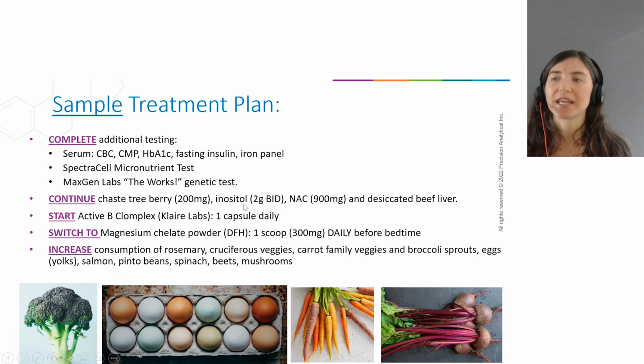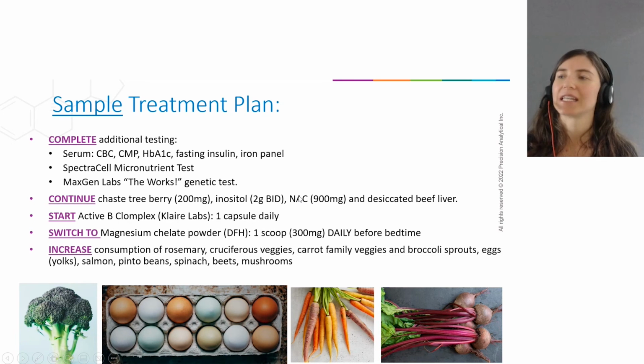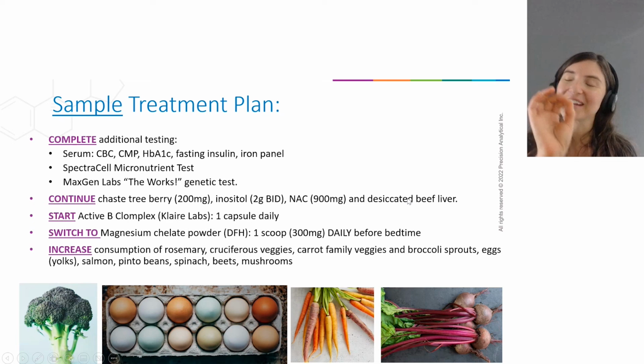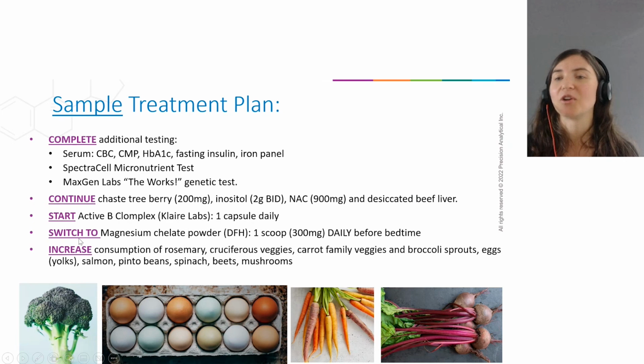Remember, inositol can help regulate blood sugars and help lower the testosterone. NAC can help make glutathione, a great antioxidant. There's a lot of research around NAC and PCOS. And the desiccated beef liver, guess what that has? It has a little bit of B vitamins, but it has some choline too, a little bit of choline.